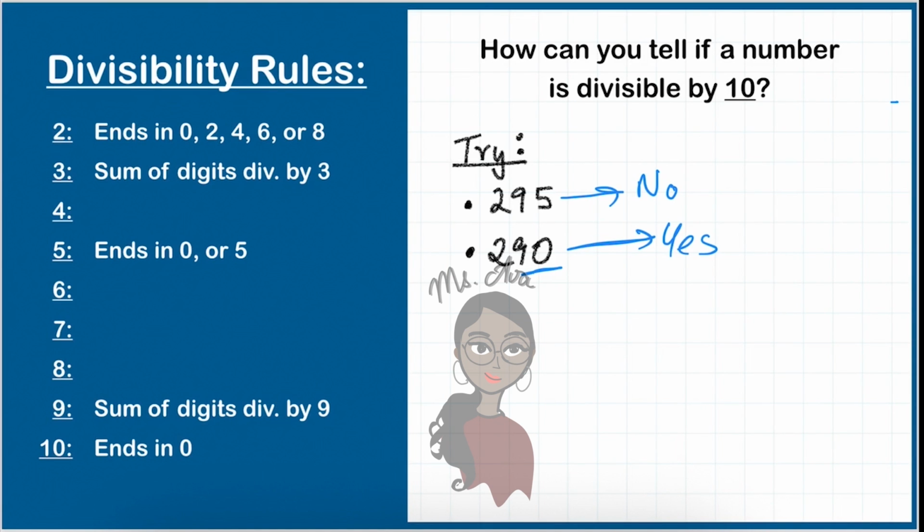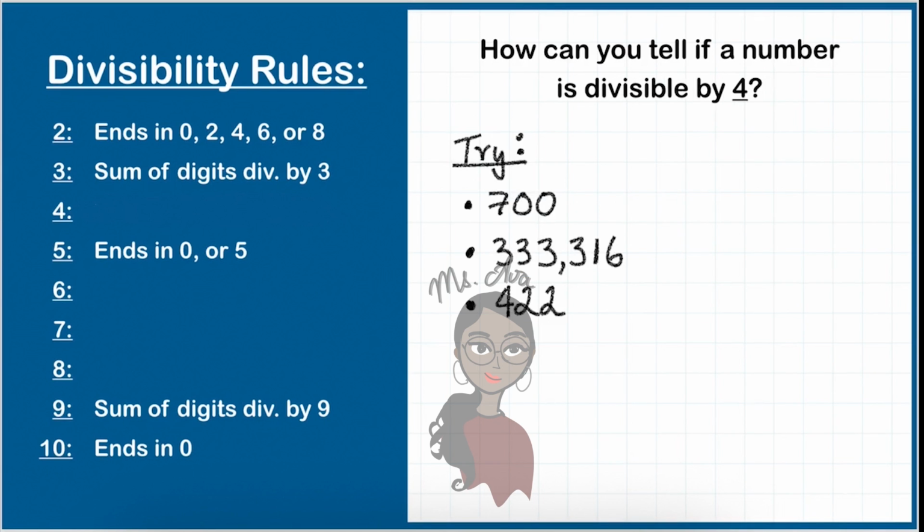All right, next rule is how to tell if you have a number that is divisible by 4. So to tell if a number is divisible by 4, the rule is that you have to look at the last 2 digits and see if the last 2 digits are divisible by 4. So in this case, the last 2 digits are just this 0, 0, and this one actually is divisible by 4 because 0 divided by like anything is just 0. So that means that this is going to be divisible by 4. So we just say yes.